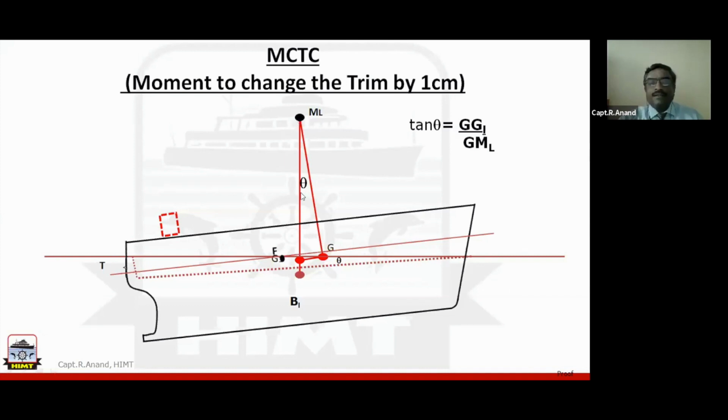Right. Now, when we take this triangle GG dash and ML, this angle theta represents the trim angle, and from the diagram, if you see, tan theta is GG1 by GML. Any doubt on that? Opposite by adjacent. The angle at G is 90 degrees. Right. Okay.